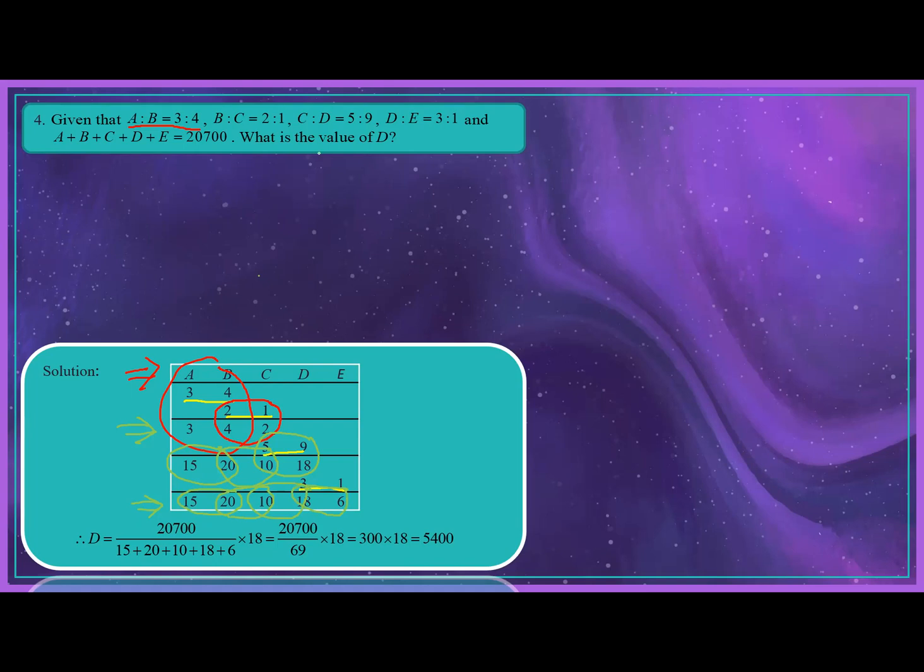Okay. So now we need to find the value of D. Okay. So that's D equals to the total divided by here. Okay. So now they have all the same concept of proportionality. So that's why everything here would be included. And we need to find D. So at this part, D is 18.